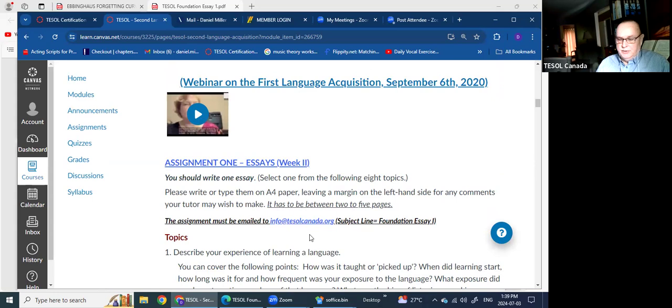In the subject line, put Foundation Essay 1. That helps them to keep the emails organized when they receive all the emails. They receive thousands of emails every day, and they need to keep them organized according to the participant's name and what the email is about. So be sure to identify your email properly so that it doesn't get lost out in cyberspace somewhere. So that's your first assignment. Does anybody have any questions about that?